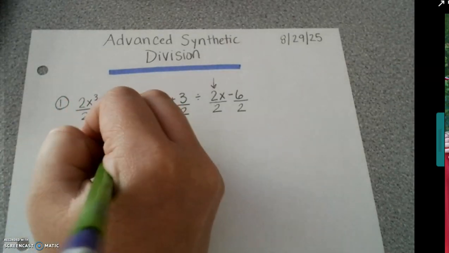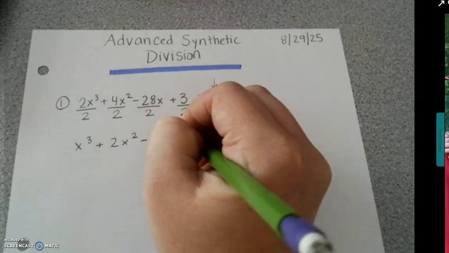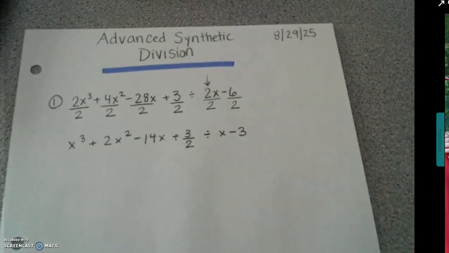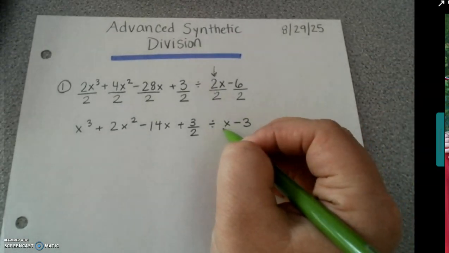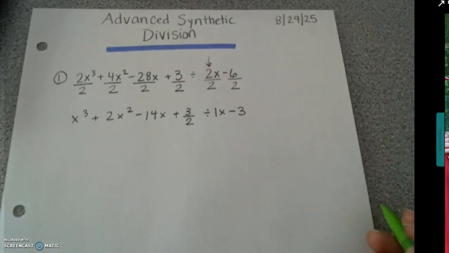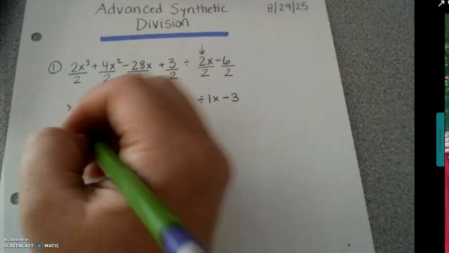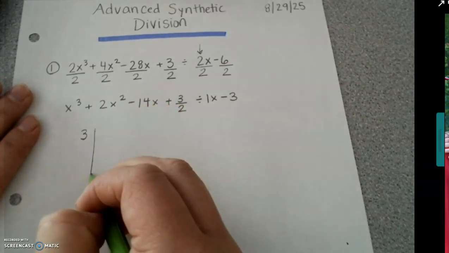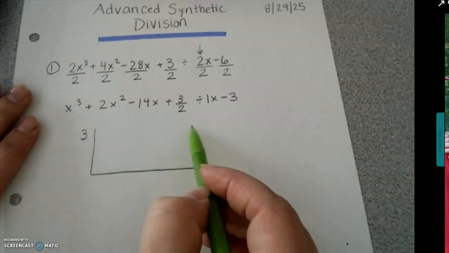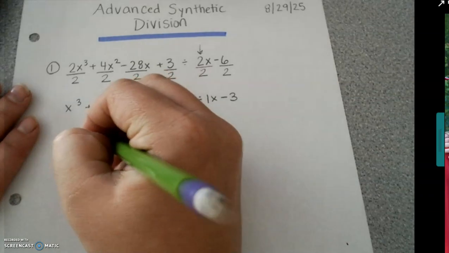Because of that, you're going to have some pretty ugly fractions at times. These aren't too bad. Now that I've forced my leading coefficient of my divisor to be 1, I'm going to go ahead and synthetically divide as normal. So this is going to become a positive 3. I'm going to list my leading coefficients up top, keeping in mind that if I'm missing terms, I need a 0 as a placeholder.